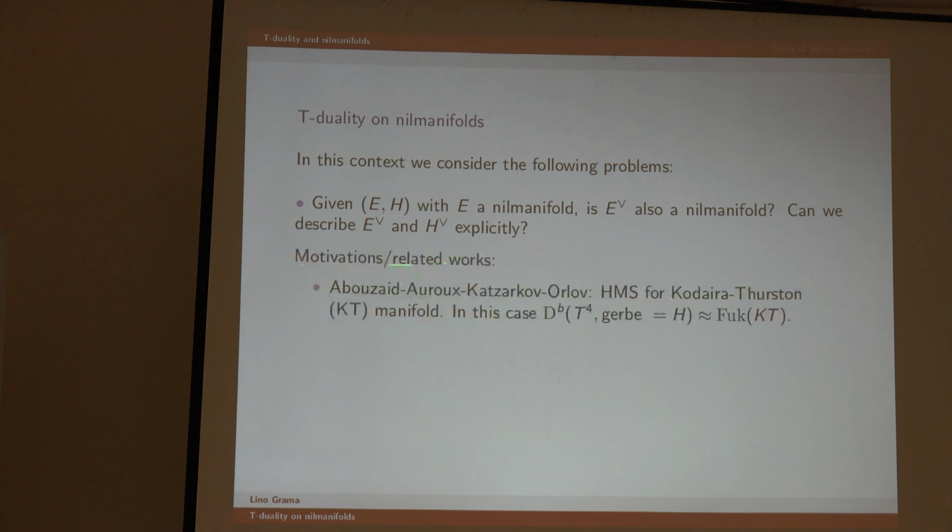Then the motivation and related work. For instance, Abouzaid, Auroux, Katzarkov, and Lunts provided the homological mirror symmetry for the Kodaira-Thurston manifold. This is a nilmanifold. It is a four-dimensional two-step nilmanifold, and this is the first example of a manifold that admits a complex structure and a symplectic structure but doesn't admit a Kähler structure. In this case, they prove there is an isomorphism between these two categories.